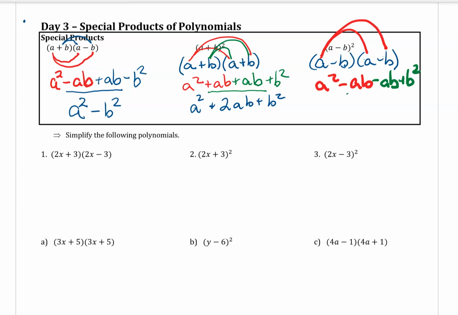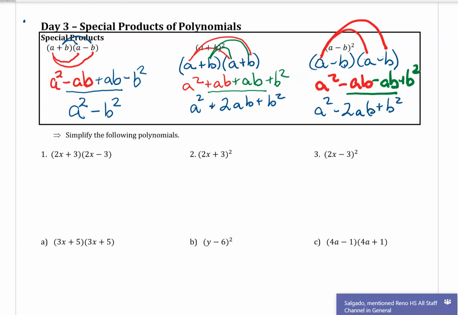So again, I see like terms in the middle. I have negative 1ab and another negative 1ab. So I'll combine those like terms, and I get a squared minus 2ab plus b squared. Let's go ahead and apply this to some sample problems.